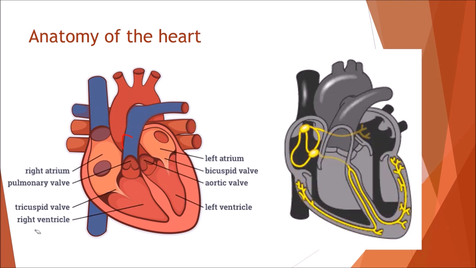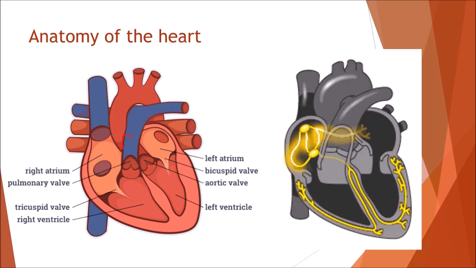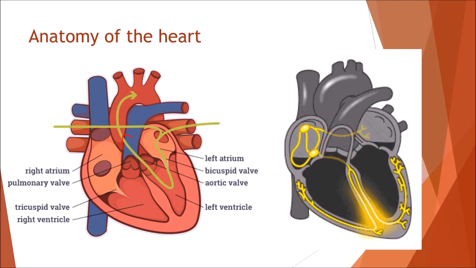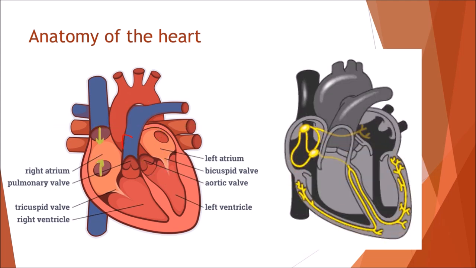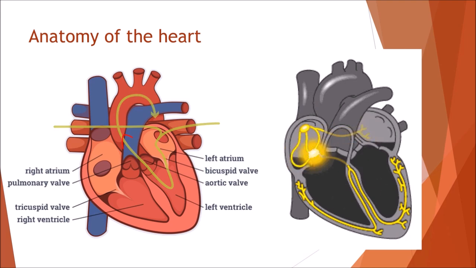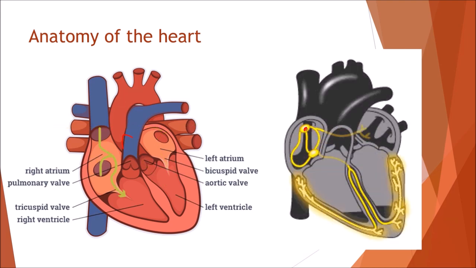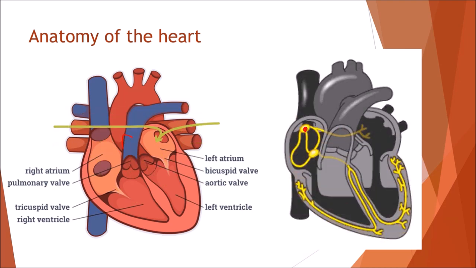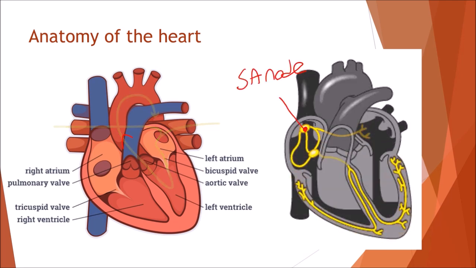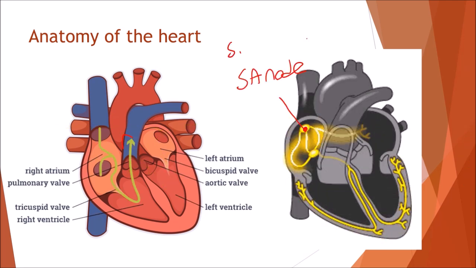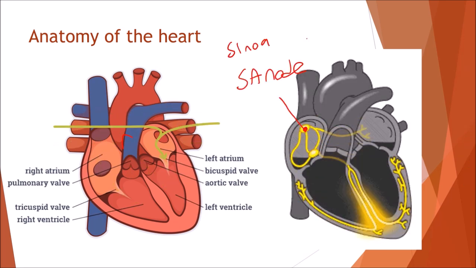And now we're going to talk about the electrical activity of the heart. This is insanely important, and I'm pretty sure you're going to be tested on it because it's just that important. Now, you need to know that this set of cells right here is called the SA node, and that stands for sinoatrial.